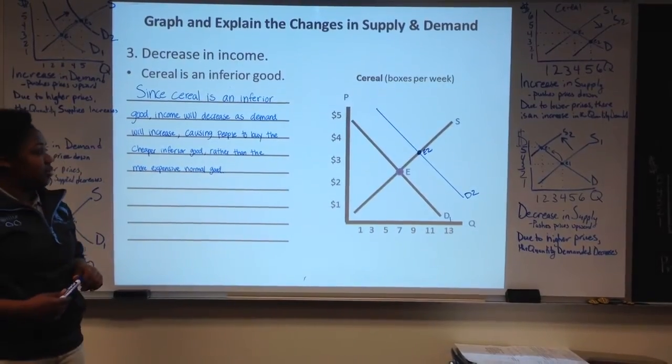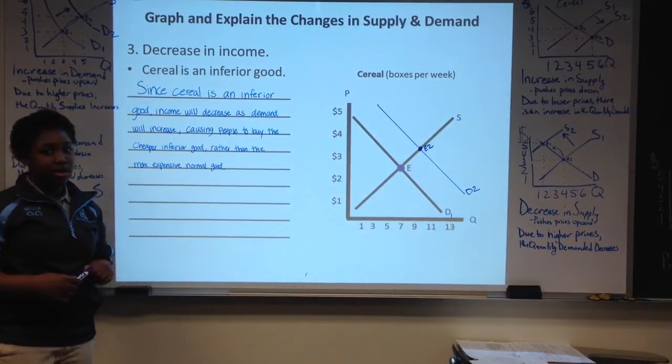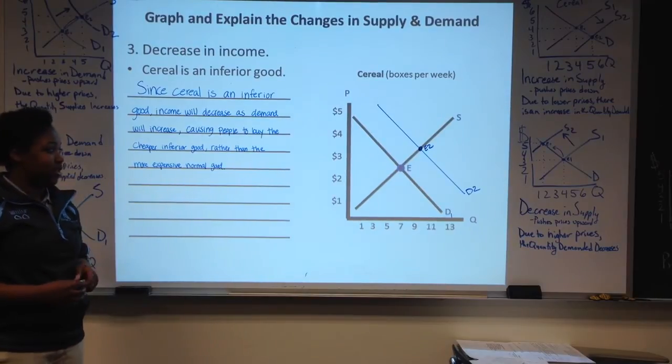Because cereal is an inferior good, people are going to want to buy more of it because it's less expensive than the normal good.